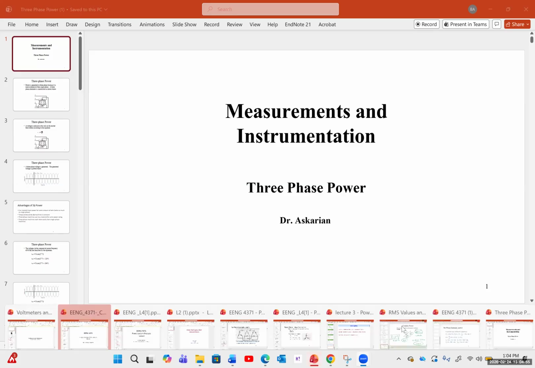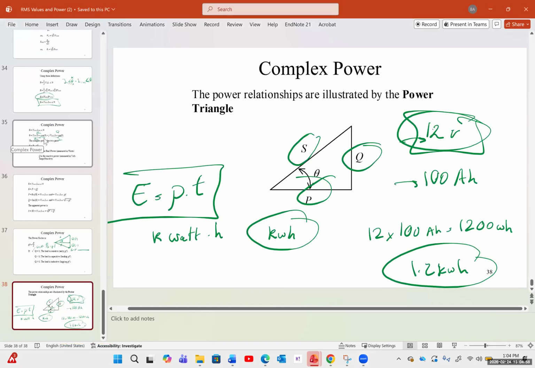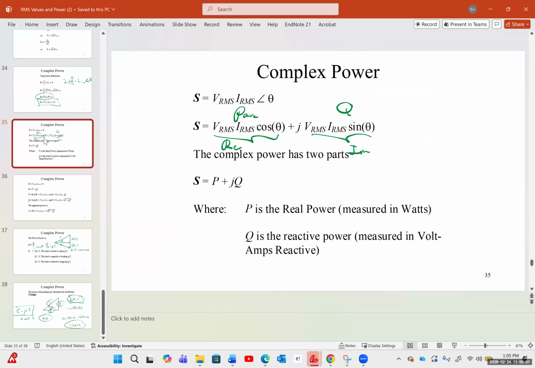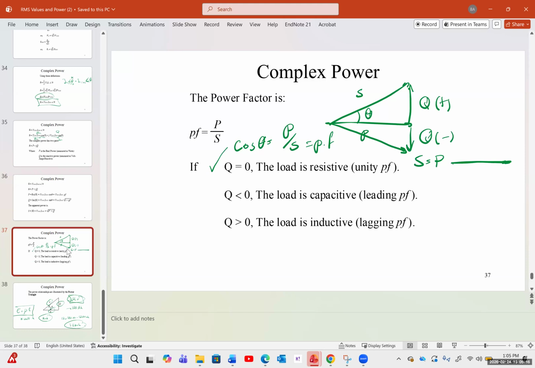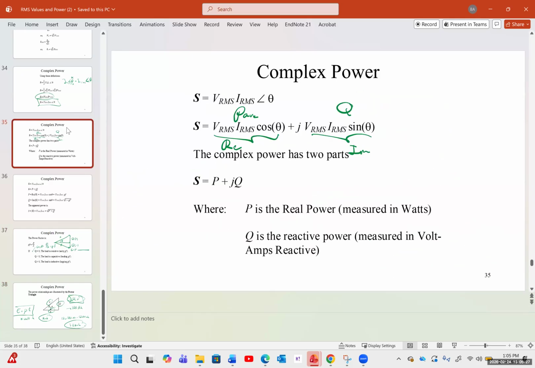In the previous class, we went through complex power: what complex power, real power, and reactive power are, the way that we calculate real power and reactive power, the relation between real power, reactive power, and apparent power, and also power factor and the power triangle. These are mainly the ones that we solve for a single-phase system.